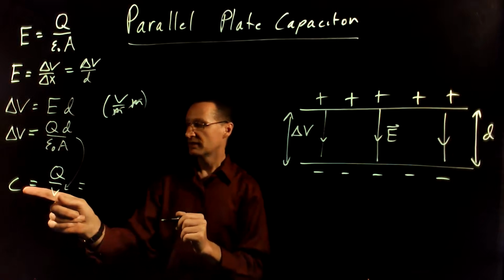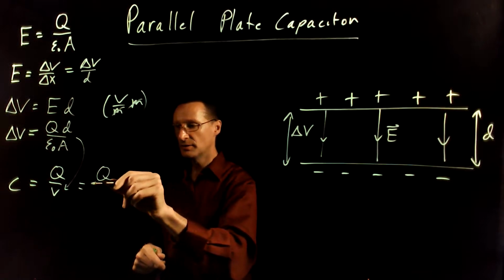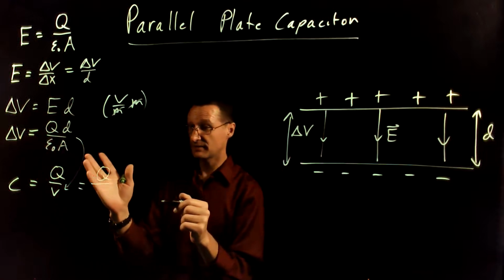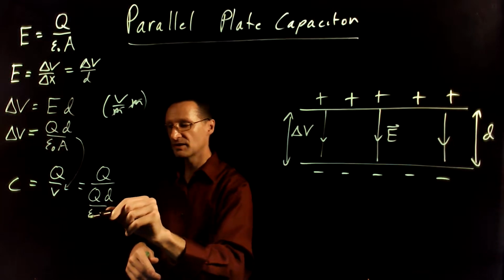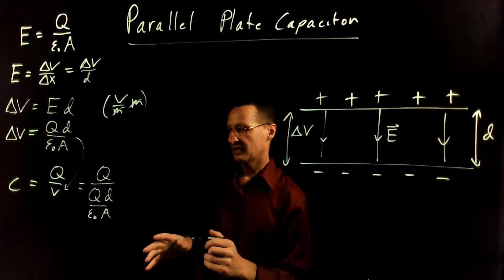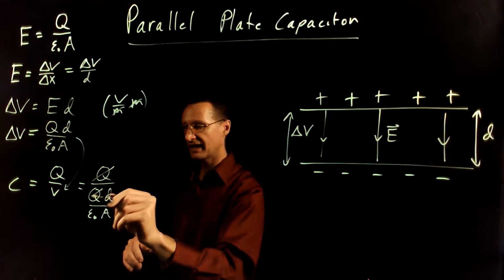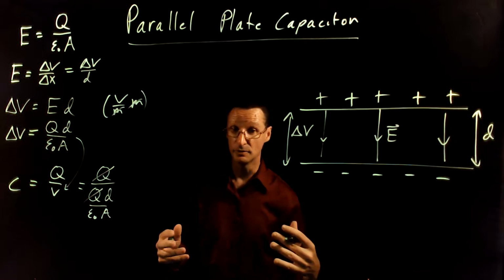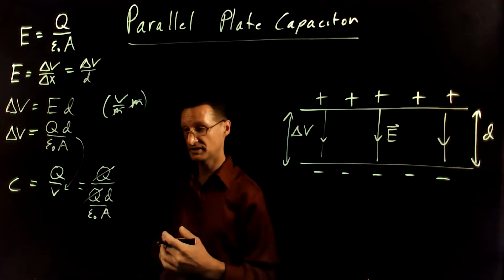And so I think we're ready. Capacitance is just Q, the Q that I put on the plates, divided by V. The V is the delta V between the two plates. That's Q over QD over epsilon naught A. All right, so I think we're ready to look at this in a little more detail here. First of all, I know that I can cancel the Q's, as I should. It should not depend on Q or V. It only depends on the geometry of the situation.